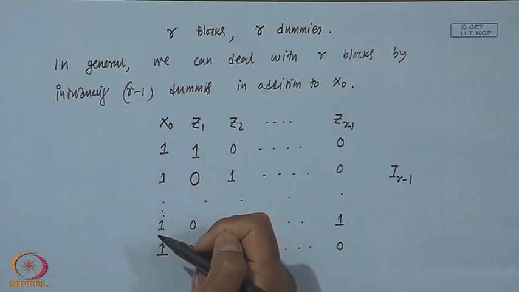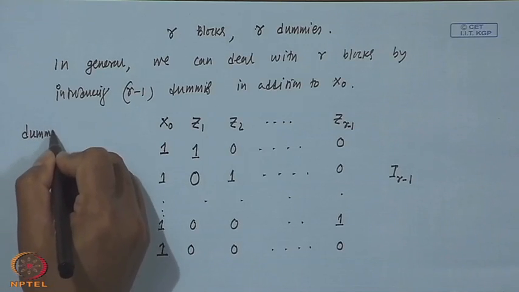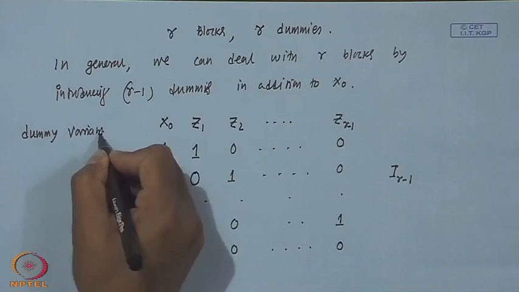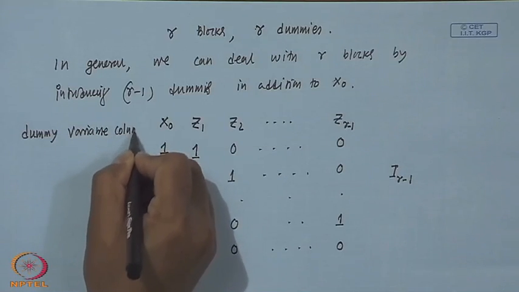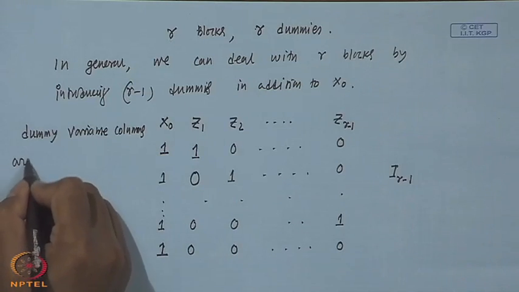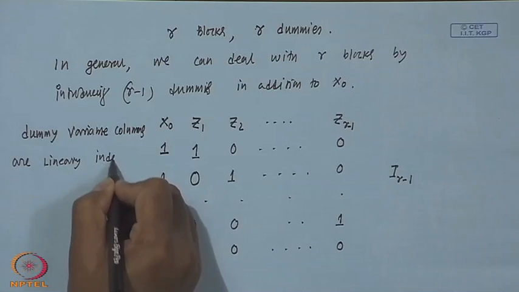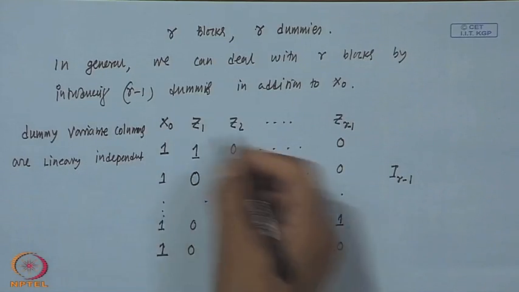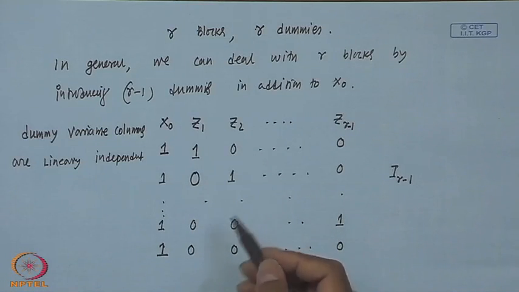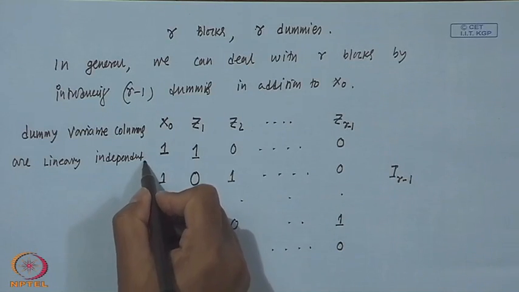It says that, you must have noticed that the dummy variable columns are linearly independent. So you have to assign the values; you can think of some other assignment of the values here, but the condition is that all these columns have to be independent, okay.